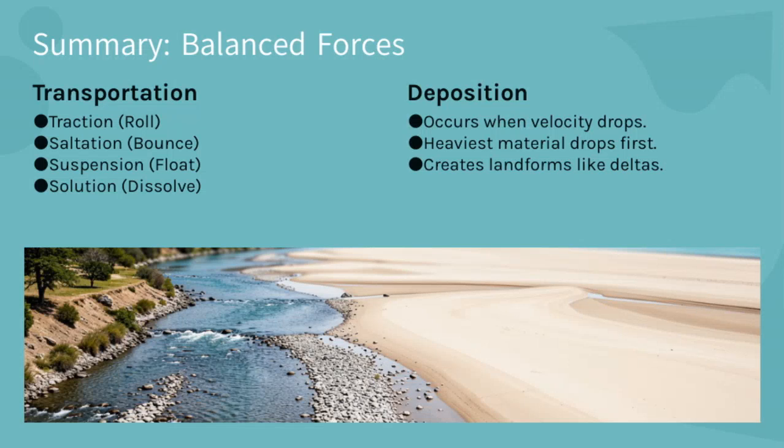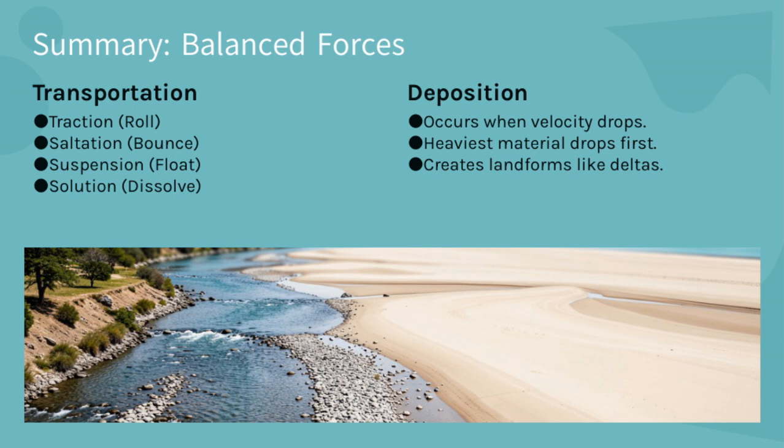Let's finish by bringing everything together. Today we have looked at two major river processes: transportation and deposition. Transportation is how a river moves its load downstream. There are four main methods. Traction is when large boulders roll along the riverbed. Saltation is when smaller pebbles bounce along the riverbed. Suspension is when fine material floats within the water. Solution is when dissolved minerals are carried invisibly in the water.